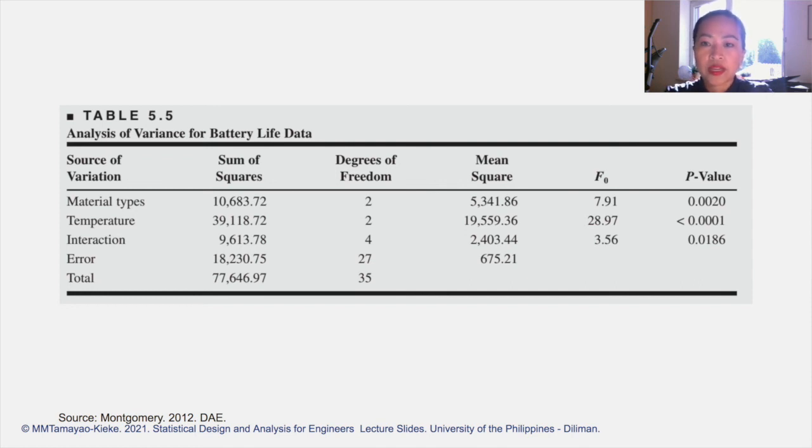As they say, if your p is low, let it go. Which means we let go of the null hypothesis that the effects for material type or temperature are equal to 0, or the interaction is equal to 0. And we conclude that there is enough evidence to reject the null hypothesis. This is a computer output for Design Expert.